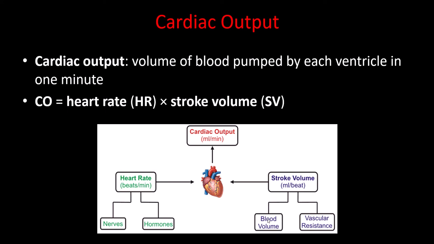So if we increase our blood volume, that would increase our stroke volume, which would increase our cardiac output. If we've got lots of T3 and T4, that increases our metabolic rate, which increases our heart rate, which increases our cardiac output. And cardiac output is one of the things that will affect your blood pressure.